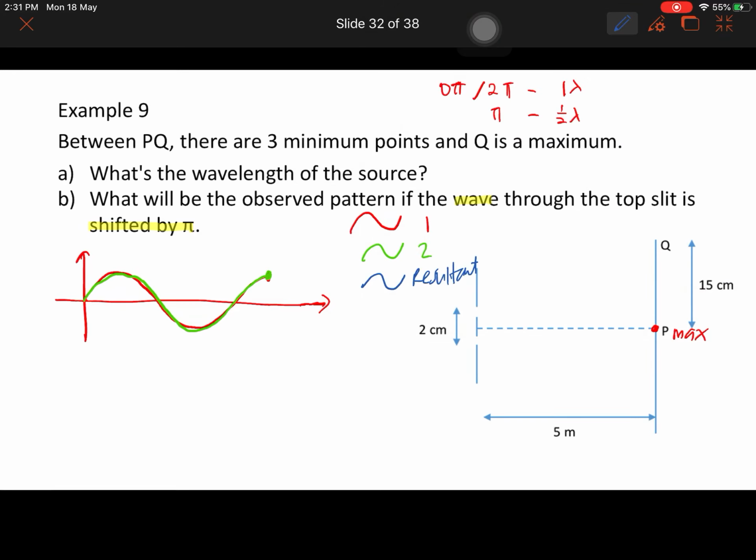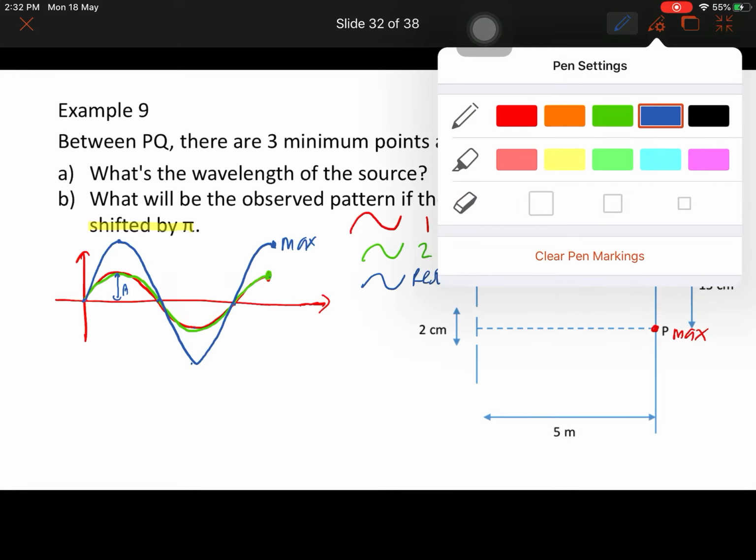And therefore, what will be the resultant wave? 0 plus 0 still ends up 0. If I call the amplitude A, A plus A becomes 2A, 0 plus 0 becomes 0, minus A plus minus A is minus 2A, 0 plus 0, and then A plus A, 2A, right? So we end up getting like this. And so what we actually see at point P is a maximum, has got maximum amplitude, which means that it's a bright spot.